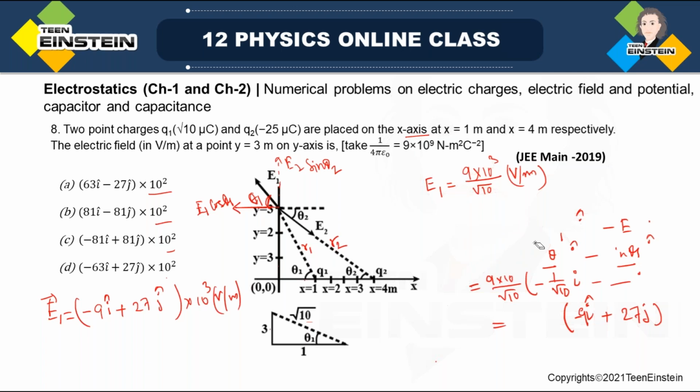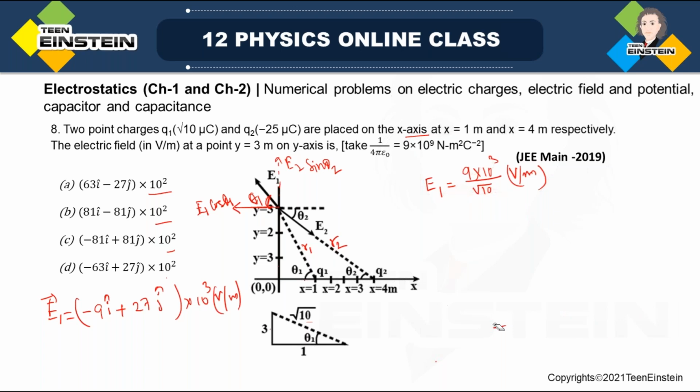Now I'll just erase this part and find out the electric field produced at the given point due to the charge q2. As I said, q2 charge is minus 25 microcoulomb. So the electric field will actually be directed towards the charge itself. As you can see from the figure, it is towards the q2 charge. But this is R2 now. R2 square will be 3 unit square plus 4 unit square, so it will be 25. So we have got R square.